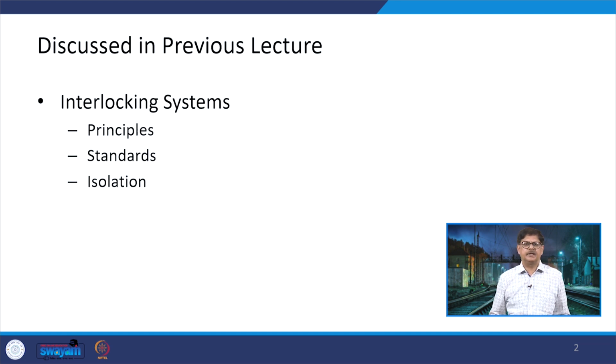And towards the later time we discussed about the isolation of a track on which the train is going to move. And then what are the various methods in which that isolation can be done with respect to the sidings, with respect to the loop lines, and what are the various aspects which need to be taken care of when the isolation is done.